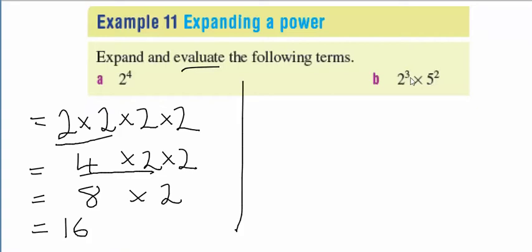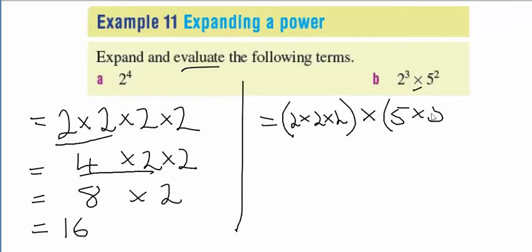2 to the power of 3 times 5 to the power of 2, or 5 squared. Okay, so same thing. Let's expand these out. I'm actually going to put these in brackets because of this multiplication symbol in between them. So 2 to the power of 3 looks like 2 times 2 times 2 in brackets, multiplied by more brackets because I'm going to expand that one out.